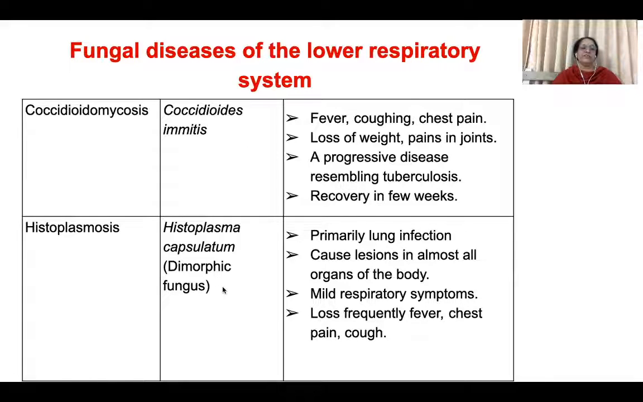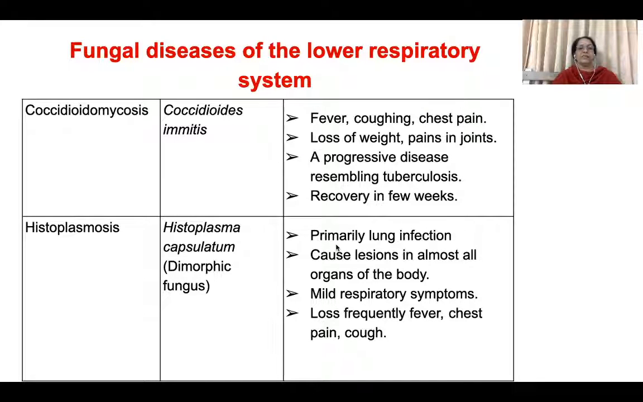Next fungal infection is by Histoplasma capsulatum. This is also called a dimorphic fungus, as it shows two types of morphology. When they are present in the body, at that time they may appear in the yeast form. This is the in vivo condition, and in the in vitro condition, that is in the laboratory, they show their filamentous, mycelial form. So it is called a dimorphic fungus. Name of the disease is histoplasmosis.